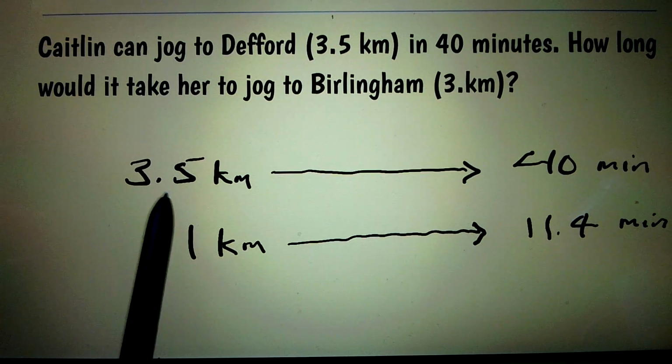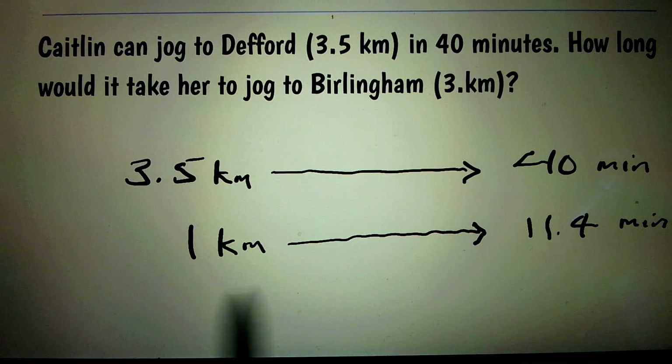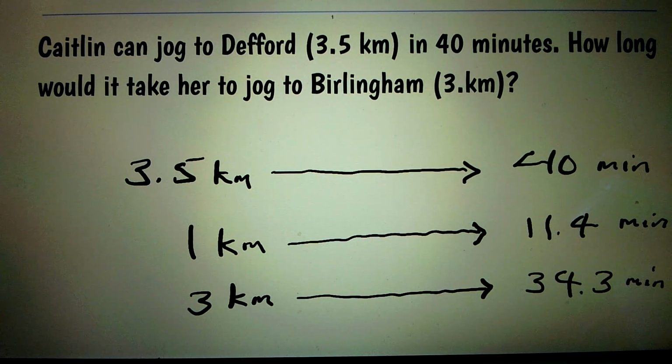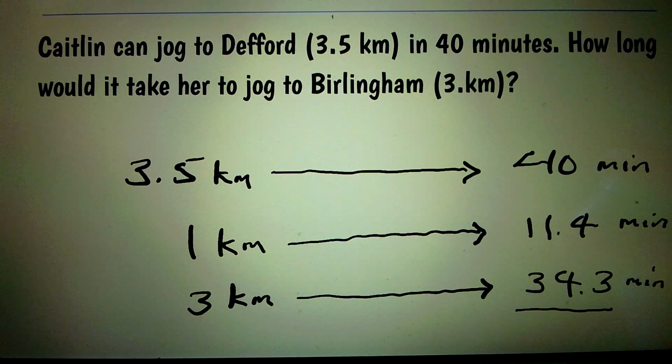So if she does 3.5 kilometres in 40 minutes, in 1 kilometre, we can work out that she'll take about 11.4 minutes. So what about 3 kilometres? So we multiply 1 by 3, so we've got to multiply 11.4 by 3, and it comes out to about 34.3 minutes, which makes perfect sense. The distance is less and the time is less. Okay, let's have a look at one last slightly more complicated example.